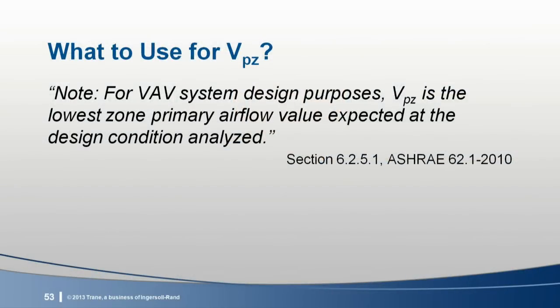Standard 62 comments on this by stating that for VAV systems, you should use the lowest primary airflow that's expected to occur at the design condition being analyzed. Now, the most conservative approach would be to use the minimum airflow setting of the VAV box. That would result in the highest outdoor air fraction. But the standard allows you to use a higher airflow than this minimum setting, if that's what you expect in the zone at the design condition being analyzed. And that would benefit by resulting in a lower fraction.